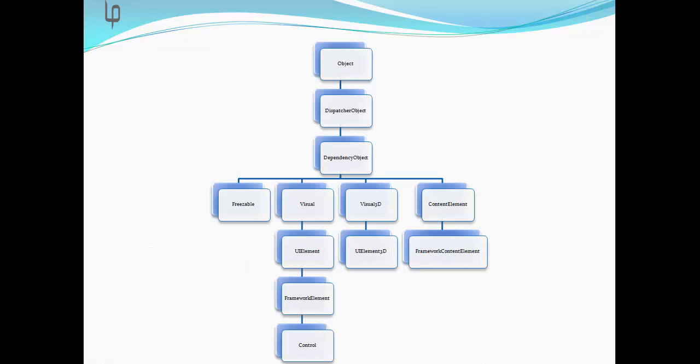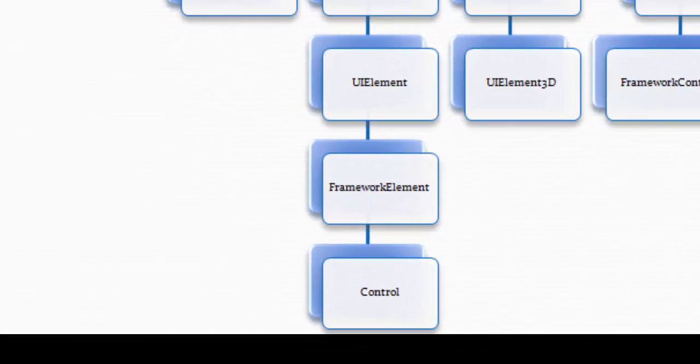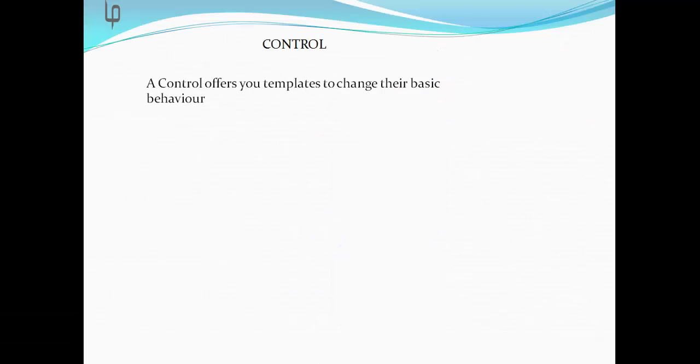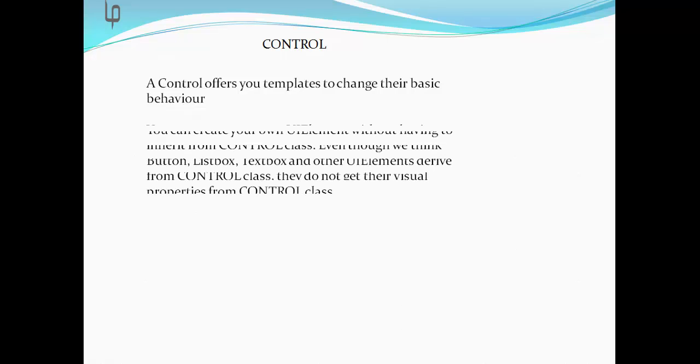Now let's talk about the control class. The control class derives from the framework element. A control class offers you templates to change their basic behavior. So you can create your own UI element without having to inherit from control class. Surprised, isn't it? So even though we think button, list box, text box or any other UI elements derived from control class, actually they don't get their visual properties from control class. They get their visual properties either from framework element or UI element, and they are displayed on screen using visual class.